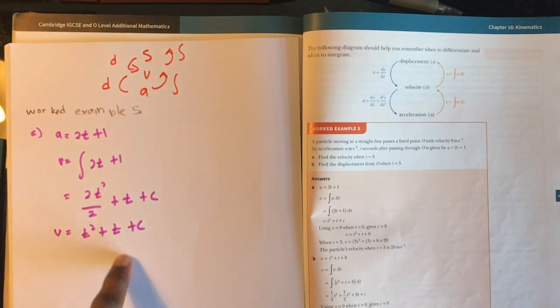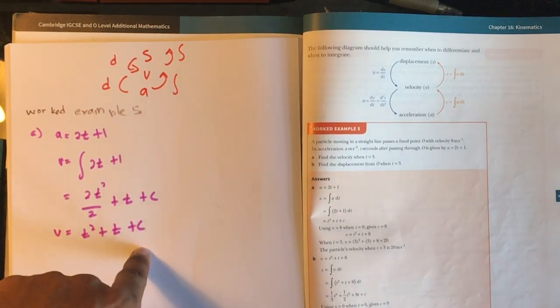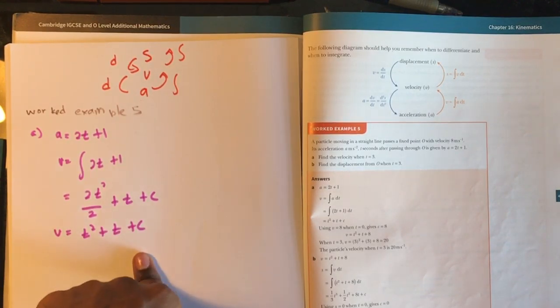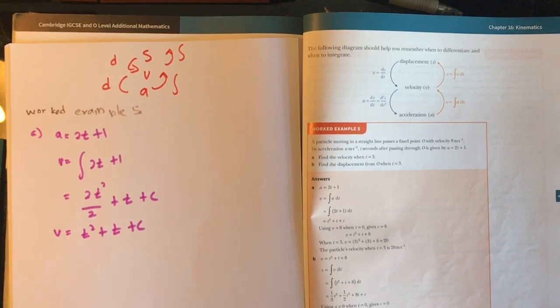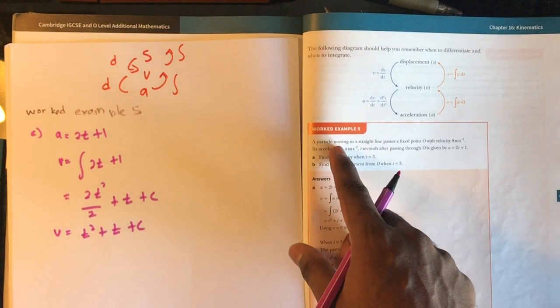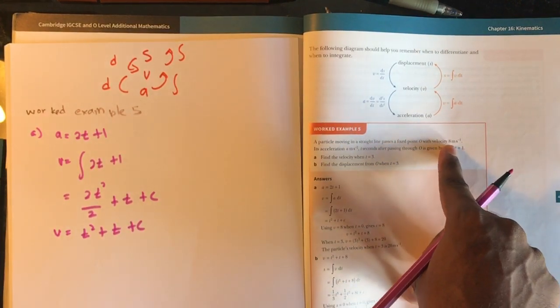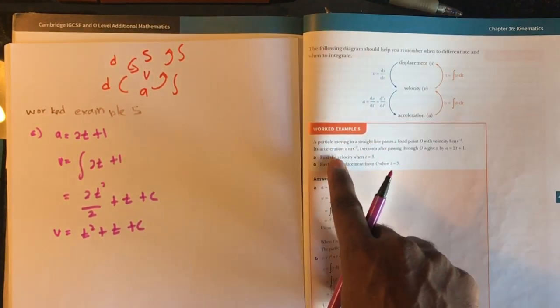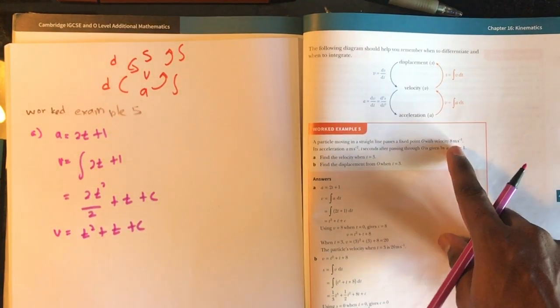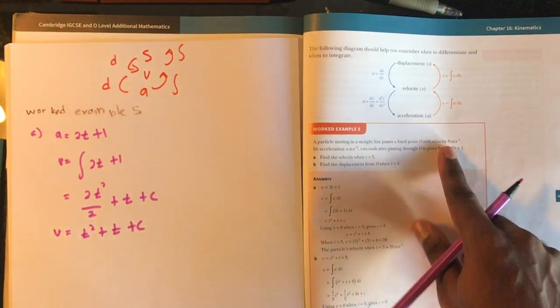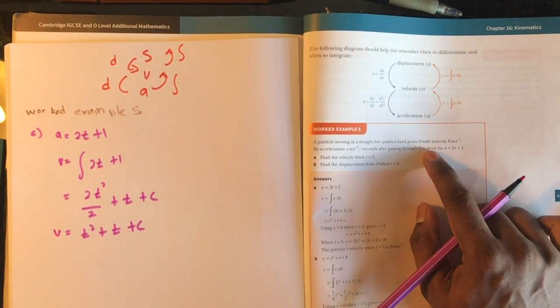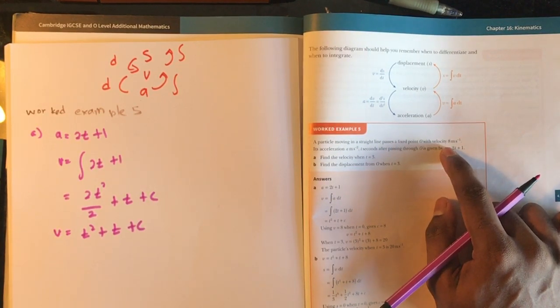In integration you have learned that you need to find the c value. So how do we find the c value? There is some information I believe given in the question itself. A particle is moving in a straight line from a fixed point with velocity 8 meters per second. Its acceleration is and so on. This is the important keyword, something to do with your physics. They say it moves from a fixed point with velocity 8 meters per second.